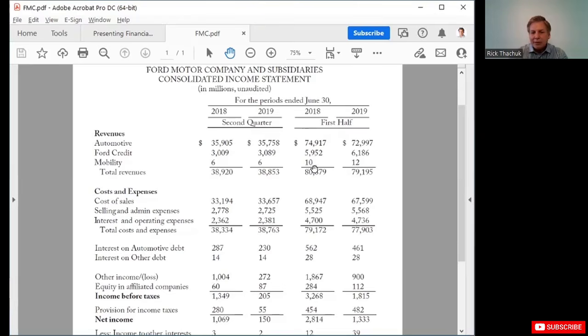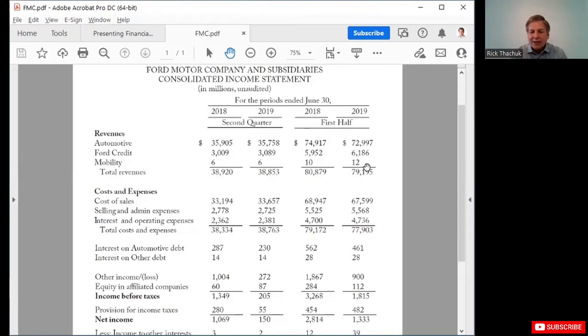Let's take a look at mobility revenues. Well, it went from 10 million to 12 million. So it went up, that's an increase. The question is, is that slight or substantial or none of the above? Well, it's up 20%, and normally any change of 20% is fairly substantial. So you might be inclined to think that's a substantial increase. However, if we look at the levels, from 10 million to 12 million, this is an increase of $2 million. Well, what is $2 million when you're talking about 73 billion?